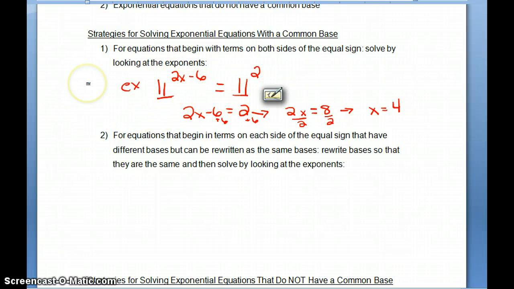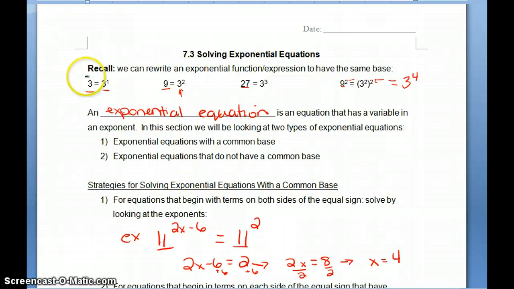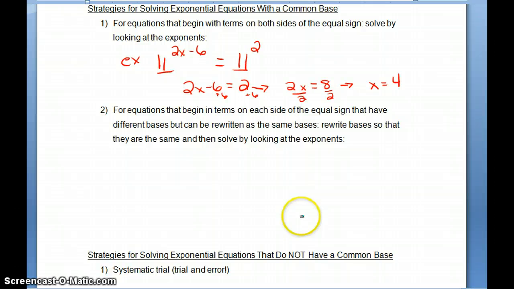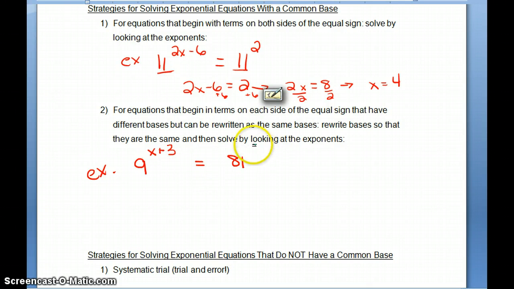And another situation that we could have is, say, even looking at above, here we had to manipulate each of these expressions that we were given to have the same base. So that's exactly what's going to happen. For this one, we will have terms on both sides of the equal sign. They may not look equal, but we can rewrite them to have the same base, and then we'll use the same process as we did in 1, where we're just looking at just the exponents, okay? So an example here is that we have 9 to the power of x plus 3 is equal to 81 to the power of 2x plus 9, just for example.